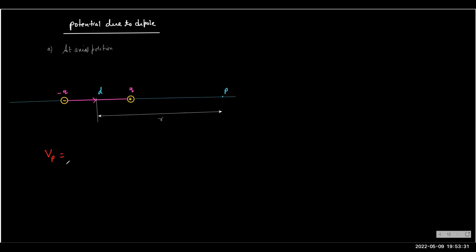So I'll be getting two answers? No, no. You first write the normal answer, without any approximation. Then use the dipole approximation later on.